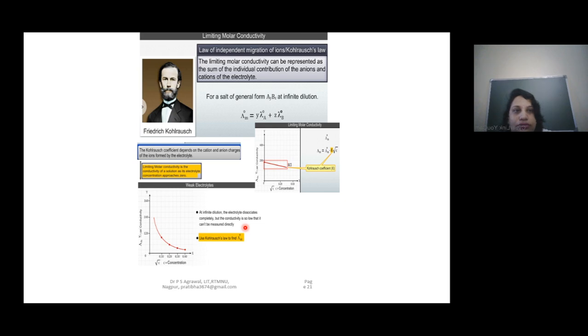Now, this is Kohlrausch law, which has been useful for calculating the conductivity at infinite dilution, lambda infinity. For strong electrolytes we were able to find it at infinite dilution, but for weak electrolytes we cannot. So that time Kohlrausch law is used.